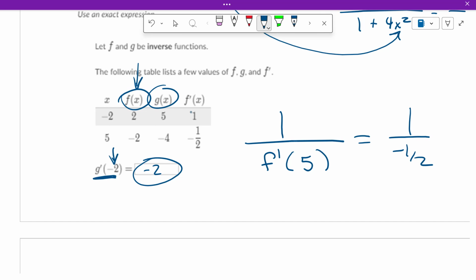Well, you do the first derivative of f at 5. The first derivative of f at 5 is negative 1/2. And then 1 over negative 1/2 is negative 2.